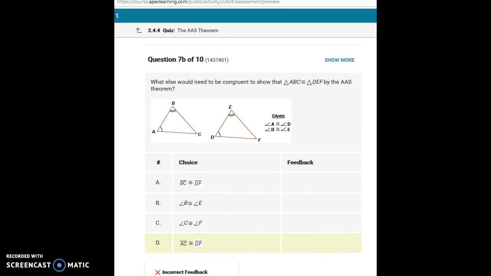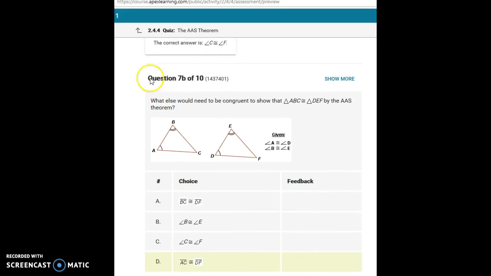All right, here we go again. This time they want an angle, and then a side. So they give us two angles, right?